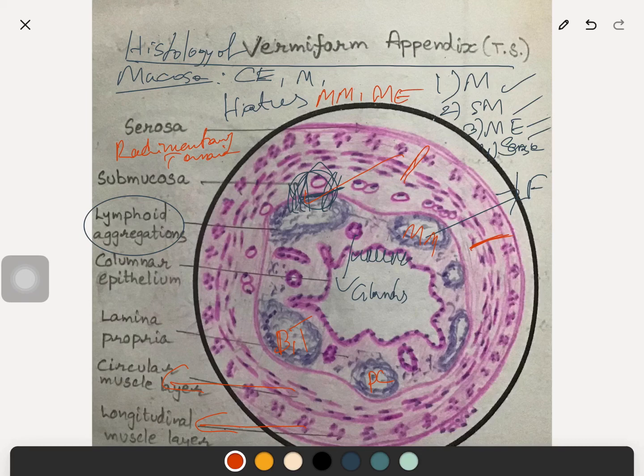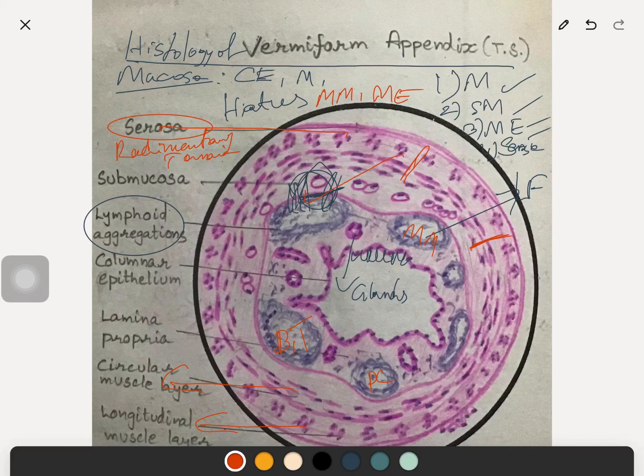Serosa contains subserous connective tissue. So this is the serosa, subserous connective tissue, and it is complete except over the attachment of the mesentery. So this completes the histology of vermiform appendix.